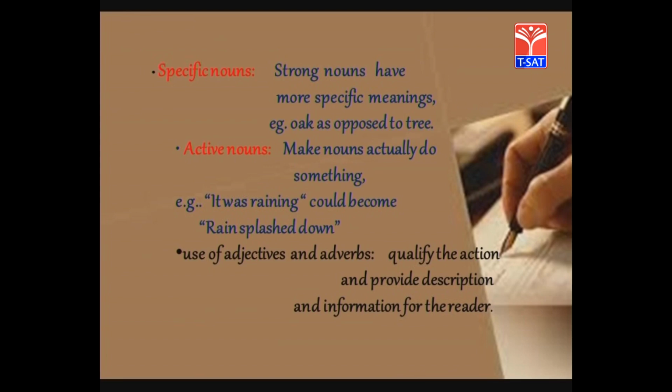Specific nouns. So, strong nouns have more specific meaning. Example, oak as opposed to tree. Instead of saying tree, we can say oak. Next, active nouns. Make nouns actually do something. So, it was raining. It was raining, generally we say. Instead of that we can say rain splashed down. Raining is an action, but here we took it as a noun, rain splashed down. So, it creates an interest and the reader learns new vocabulary, new usage.